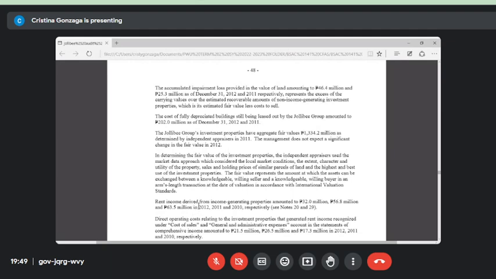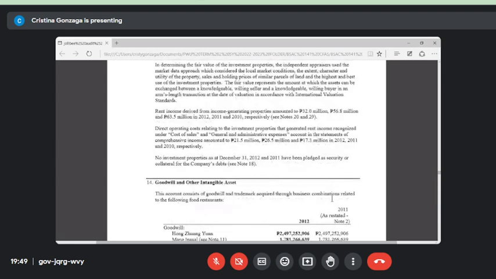O ito, rent income derived. Income derived from income generating properties amounted to 32 million, 56 million, and 63.5 million in 2012, 2011, and 2010 respectively. Direct operating costs relating to the investment property that generated rent income recognized under cost of sales and general and administrative expenses. Okay? So, no investment property as of December 31, 2012, 2011 have been pledged as security or collateral for the company's debt.